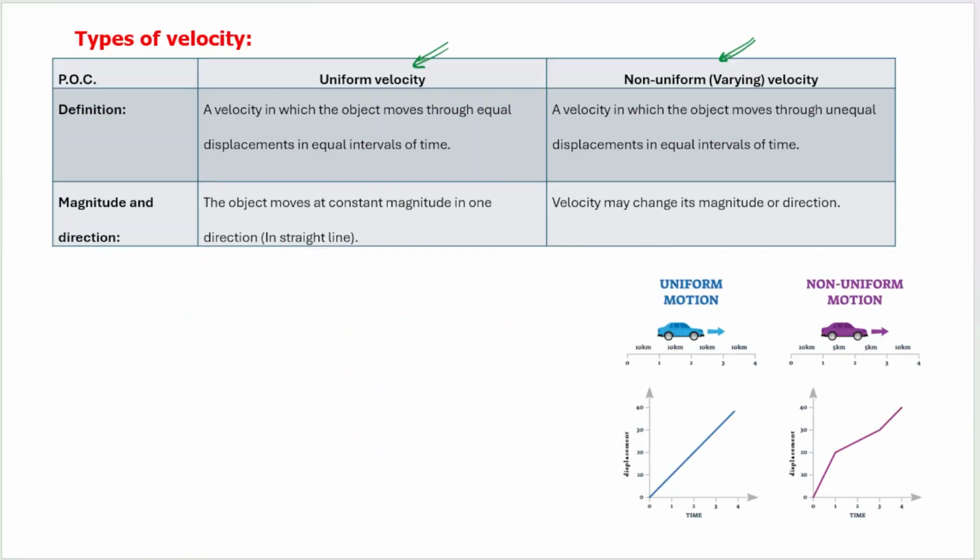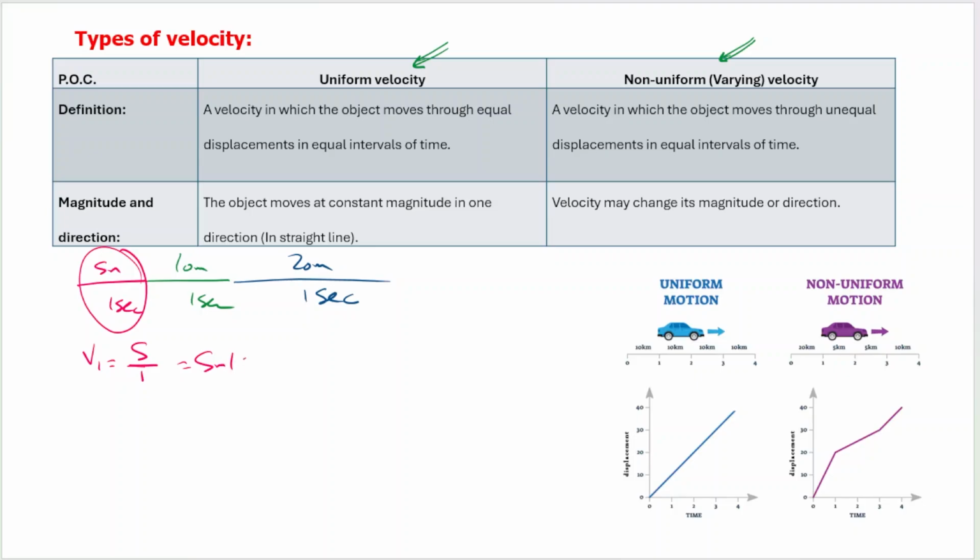This object just covered 5 meters during the first second, then covered 10 meters during another second, then covered 20 meters during a third second. Can you see? The velocity of this object is not constant. This object is speeding up. So we can calculate its speed during this interval by dividing the displacement, which is 5, by time, which is 1. It will be 5 meters per second.